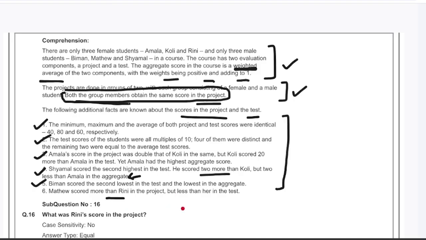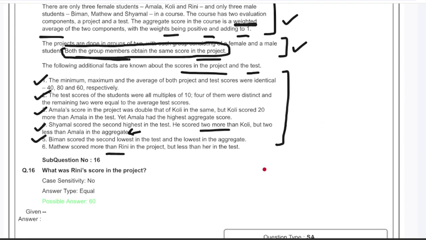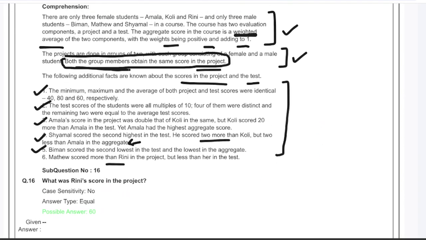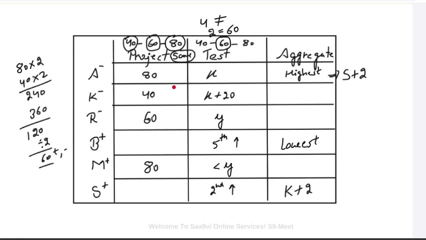Now this is all what we have right now. So all information has been written. Let's look at the first question. What was Rini's score in the project? Rini's score in the project is 60. That is the first answer which we have.